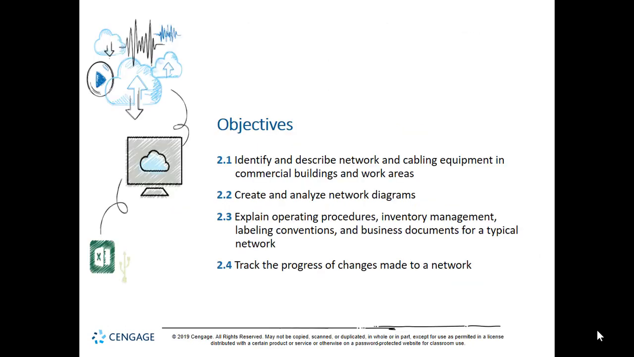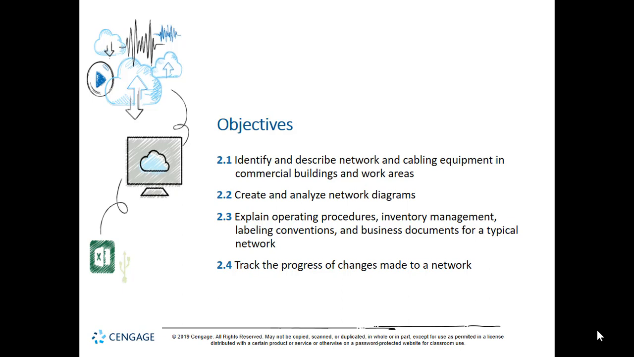What I'm hoping that you get out of this presentation is that you will be able to understand some very simple things. Being able to look at network cabling in a building and understand what we're looking at, create and even look at and understand the network diagrams, so that when you walk into a building, you can look at a diagram and say, okay, this is what they've got going on.